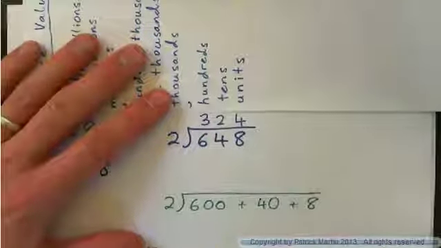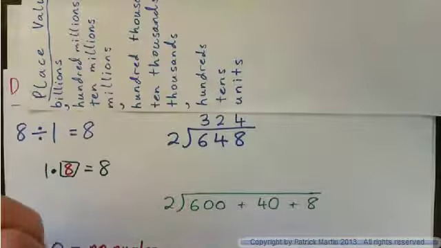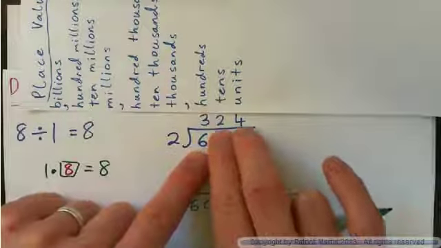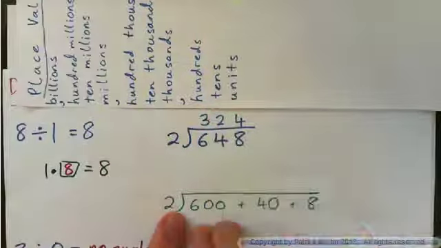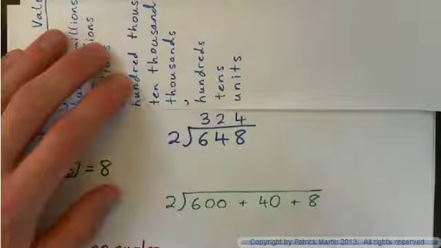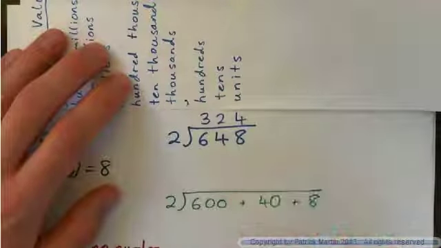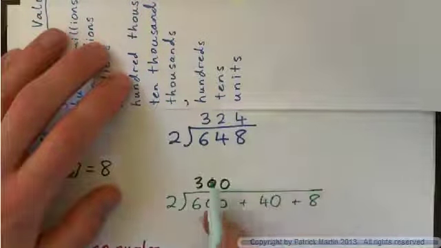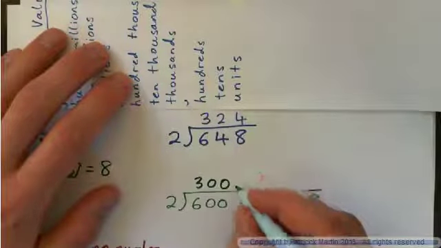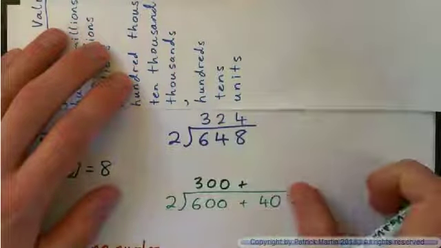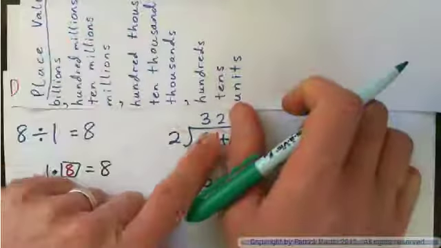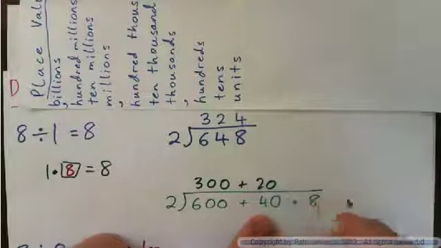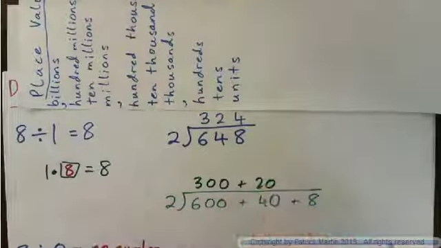But what we've really done is when we went 2 into 6, that was actually 2 into 600. And the answer was 300. So if we had written it out like this, we would have said 2 into 600 goes 300 times. Okay? 300 times 2 would give 600. And then we went 2 into 40. When we said 2 into 4 goes twice, it was actually 2 into 40. And that is 20, right? Because 20 times 2 gives 40.